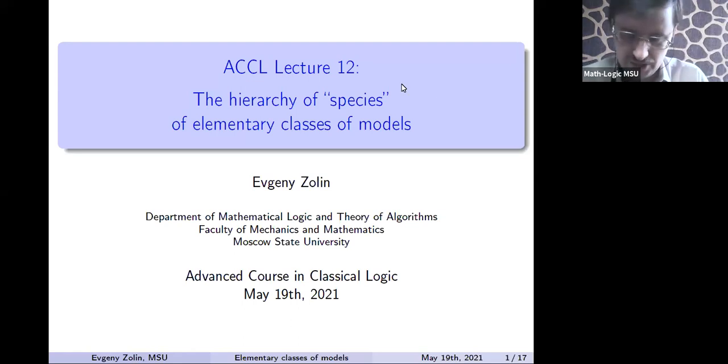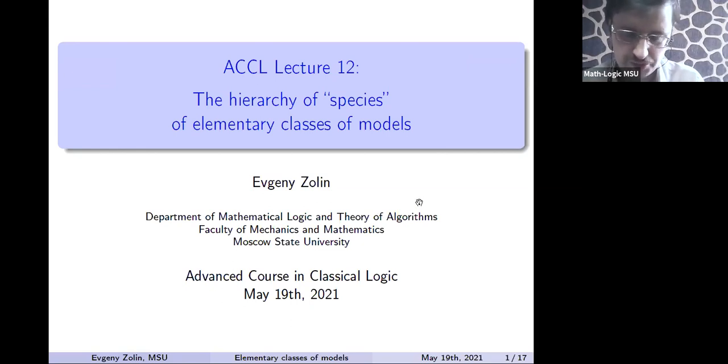Okay, so today we are talking about axiomatizable or definable classes of models. This is the 12th lecture in the advanced course in classical logic. In one of the previous lectures, we had the Chrysler's theorem that gave us necessary and sufficient conditions for a class of models to be axiomatizable or to be finitely axiomatizable.